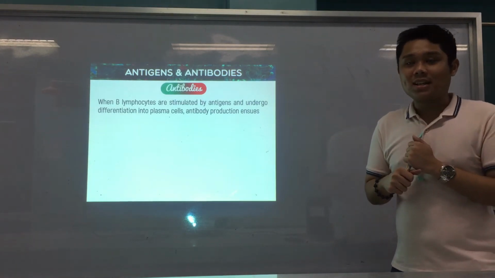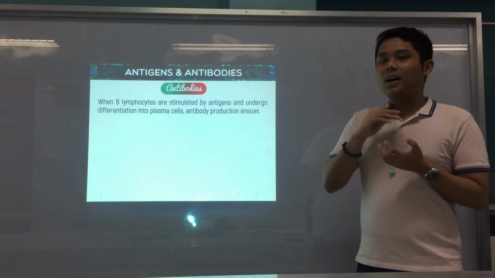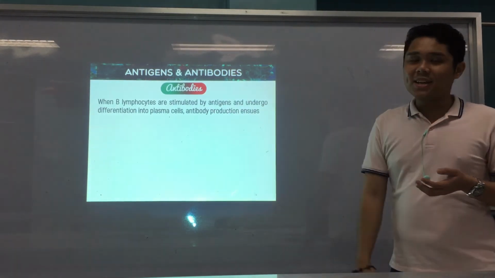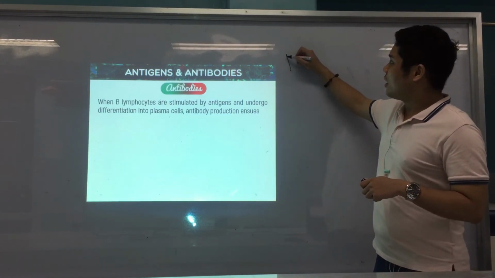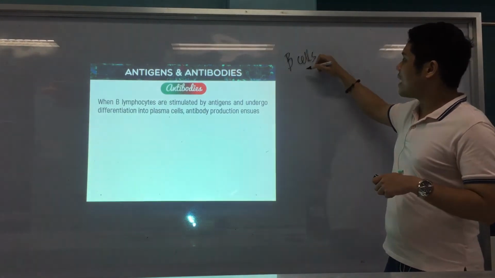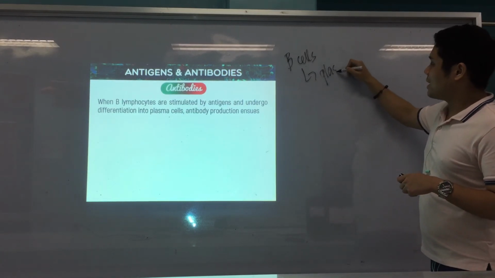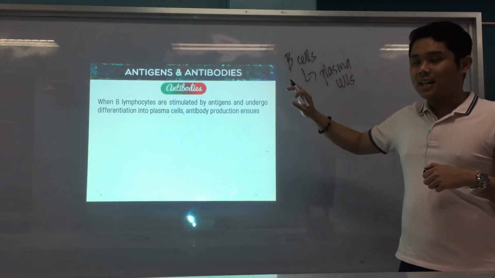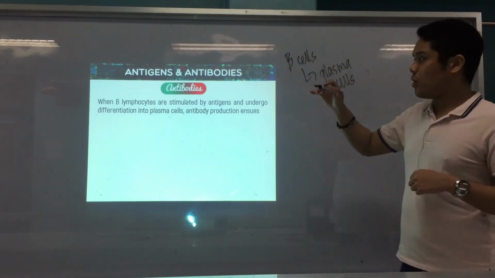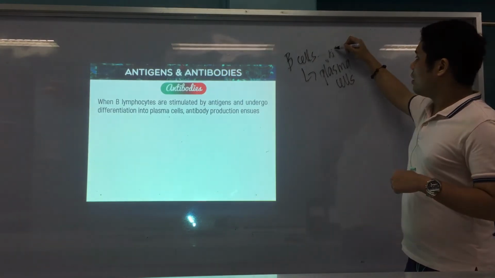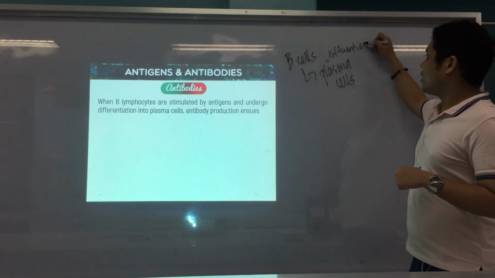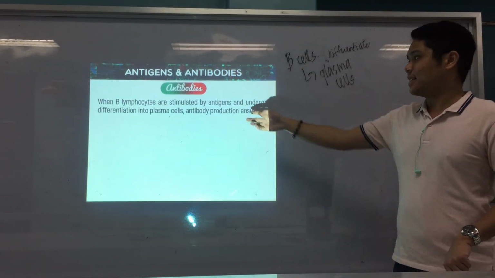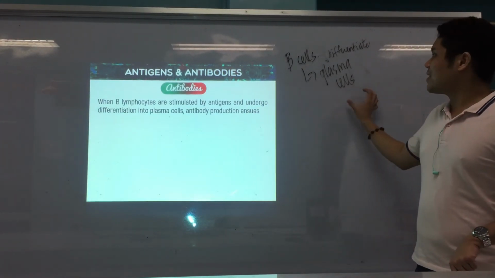Now that we're done with antigens, we now discuss its counterpart, its partner, and that is your antibodies. These antibodies are usually what your body produces in response to the antigen. What produces your antibodies? Your B cells. But the most specific are the plasma cells. Plasma cells are a type of B cell that has differentiated. B cells differentiate into plasma cells in the presence of an antigen, and the plasma cells are the ones that produce antibodies.